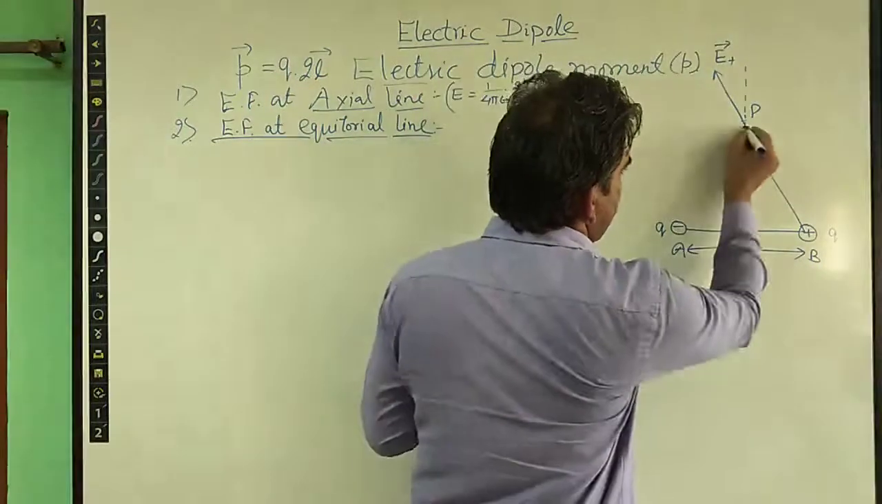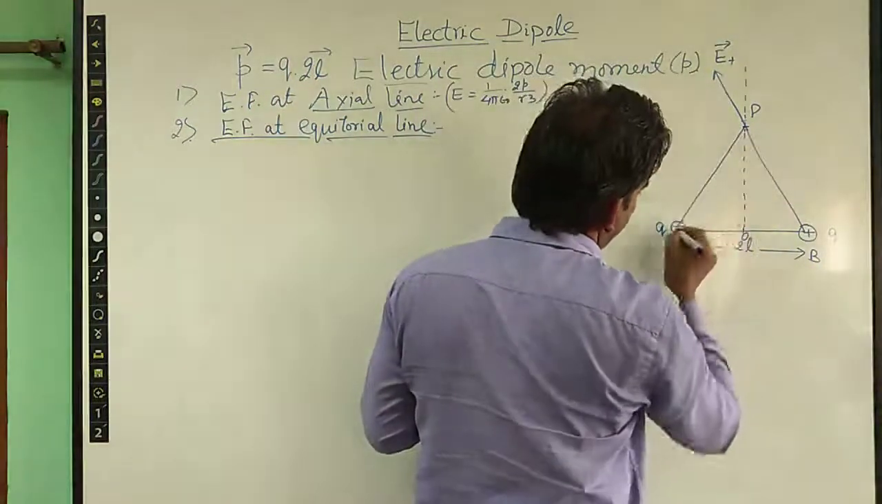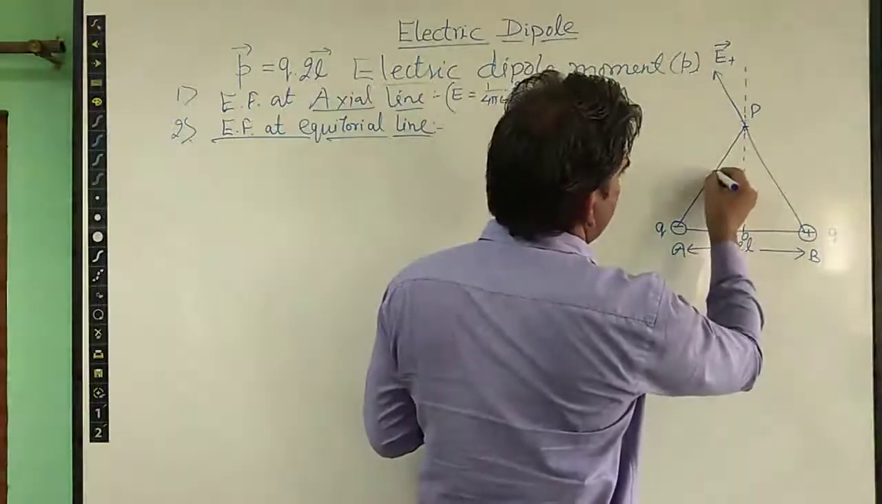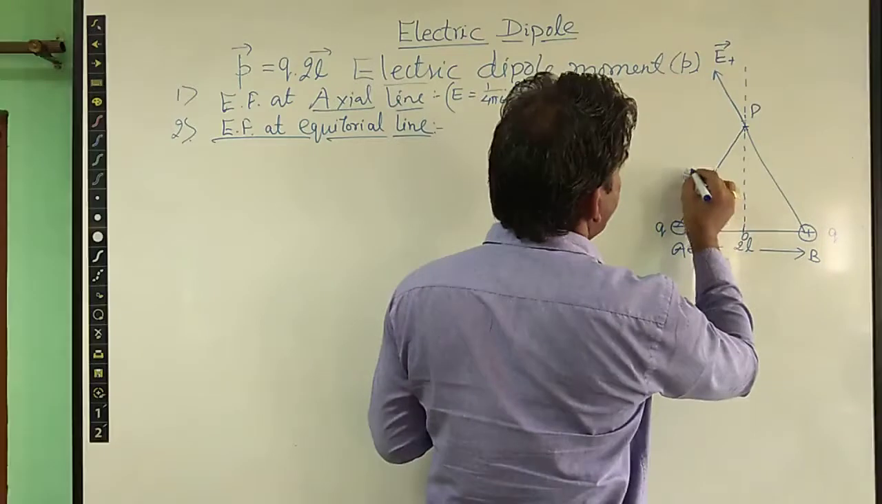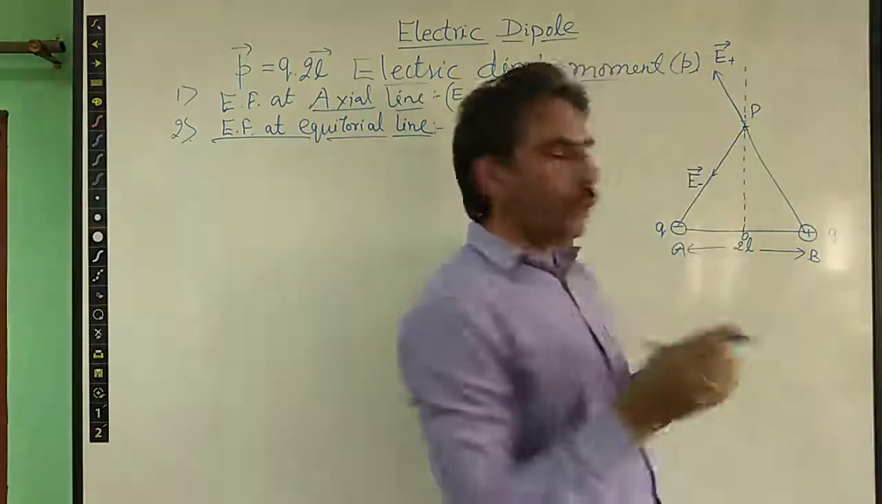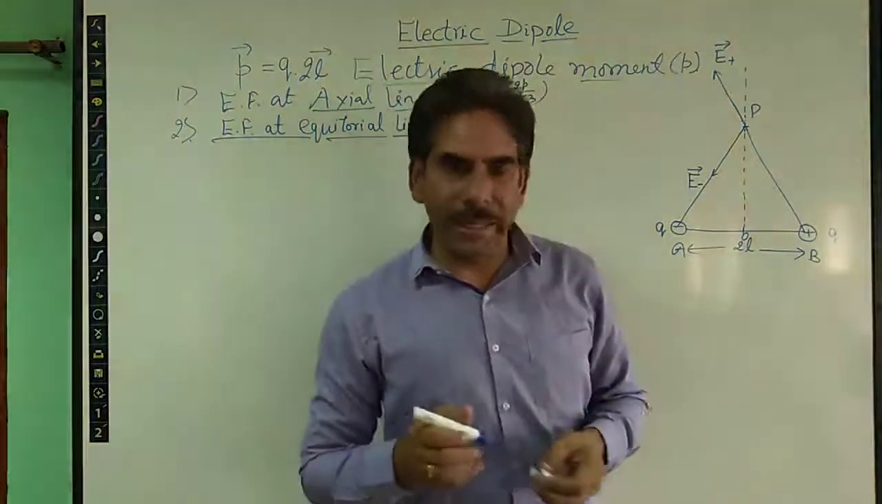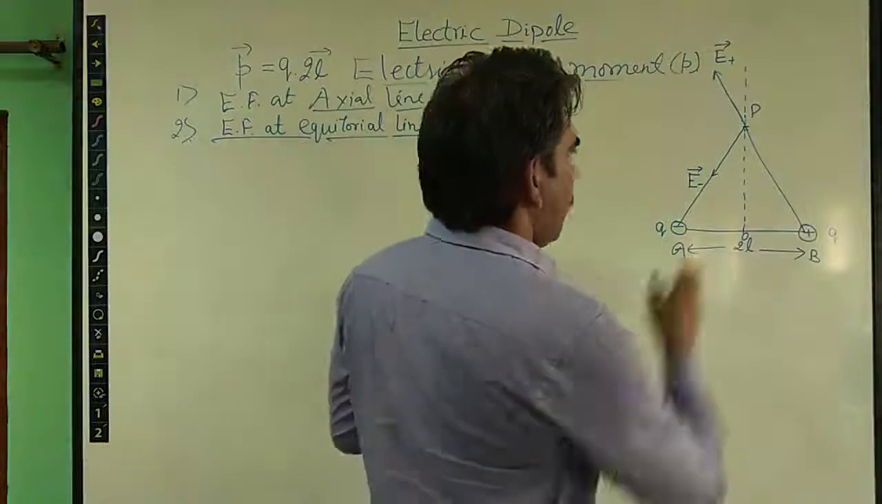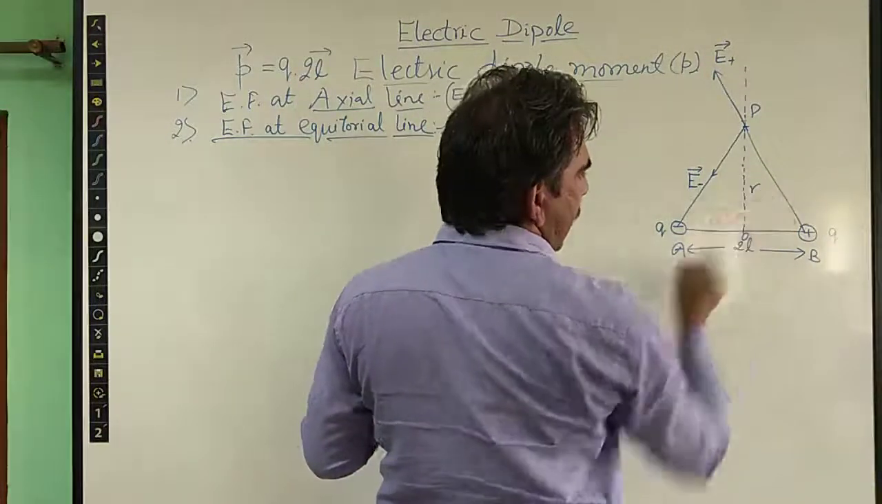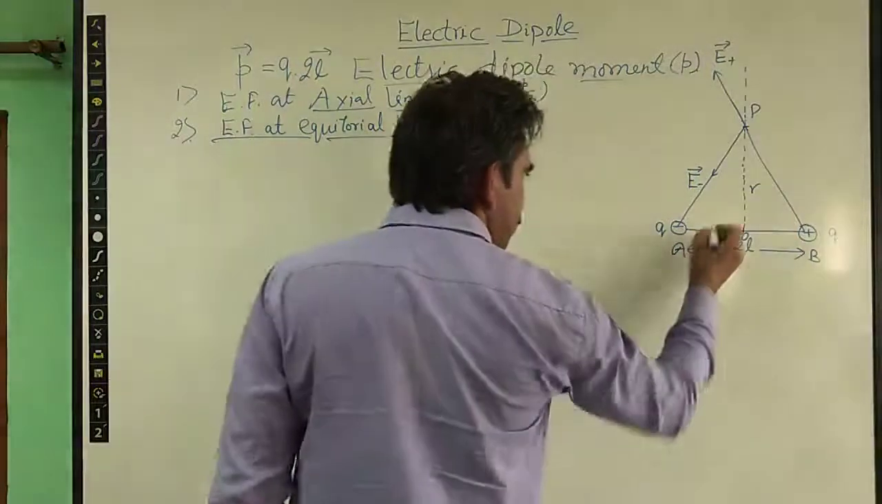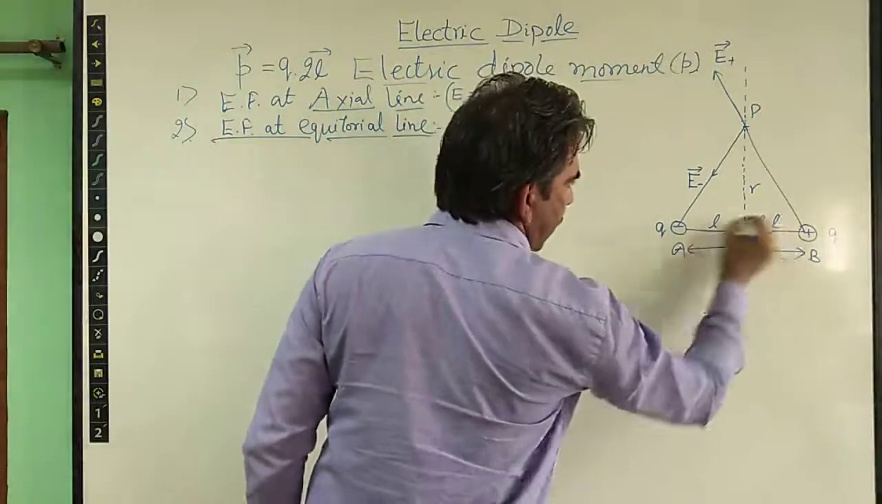And for the negative charge, electric field comes towards the negative charge. So this is E negative. So these are the two electric fields. We can write the expression for these two. The point P is supposed to be taken at a distance r from the dipole. So this is L here, this is also L here.